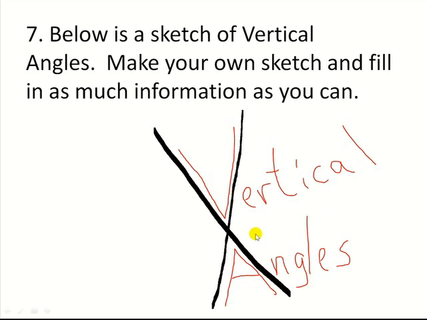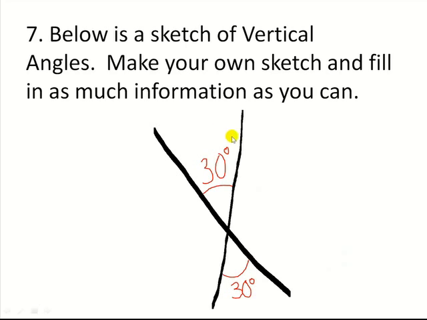We do know that these two angles right here are supplementary, these two are supplementary, these two are supplementary, and these two are supplementary. We still don't know what they are, but we do know that supplementary angles total to 180 degrees. All right, if this is 30 degrees, this is 30 degrees. If this is 30 degrees, then this is 150, and this is 150.